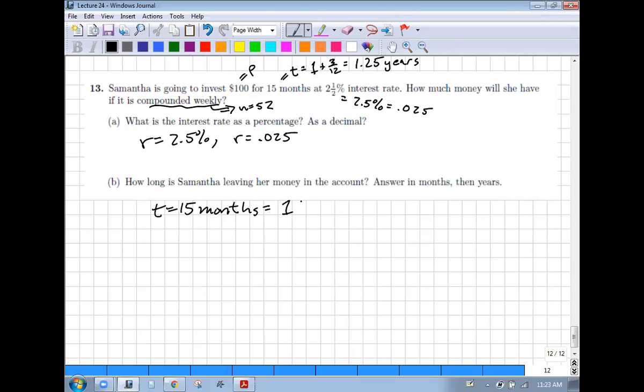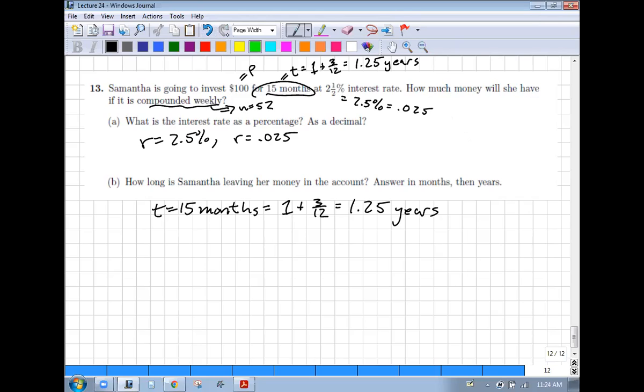Again, which would be a year and 3 months. So that'd be 1.25 years. Okay. If we're going to set this up, how much money will she have if it is compounded weekly? Well, it depends on how long. How long is she investing it? All right.